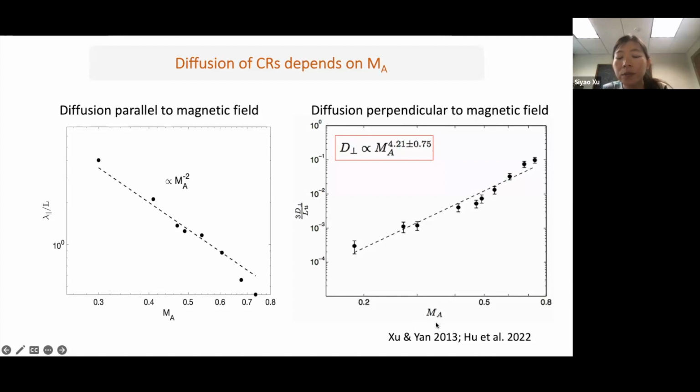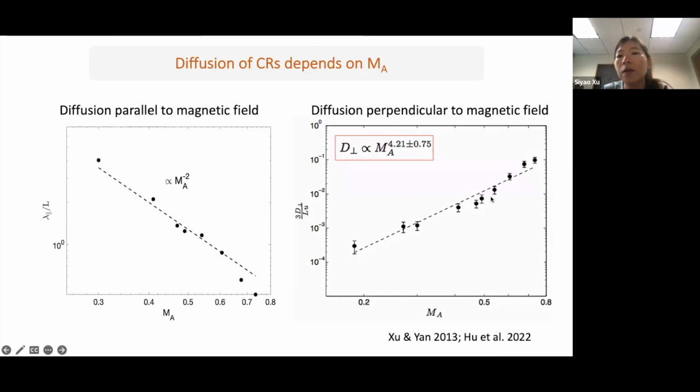So I did this. This was my first project on cosmic rays 10 years ago. And more recently, Yue Hu has also done this experiment, and we found consistent results. In the parallel direction, this is the parallel mean free path, which is directly related to the parallel diffusion coefficient. It depends on MA approximately as MA to the minus 2. This is natural. As we increase the magnetic fluctuation toward larger MA, the scattering is enhanced. As a result, the mean free path of the particle decreases. So we see the parallel diffusion coefficient decreases toward increasing MA.